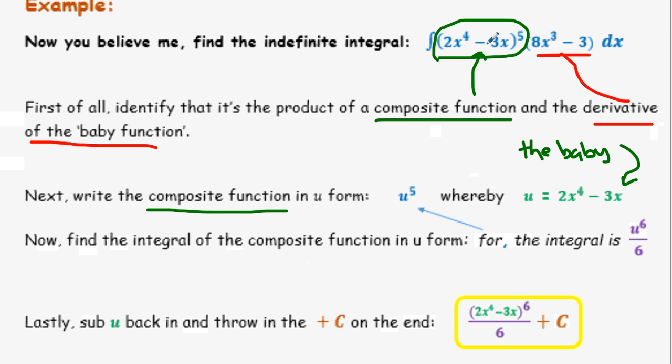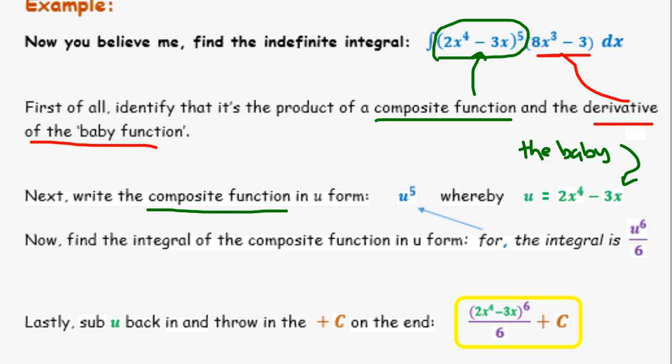The derivative of this is what it's being multiplied by. So see, all we did was just write the composite function, u to the 5. It's u^6 over 6. Plug in the baby. And if it's an indefinite integral, you put a plus c on the end. Notice you don't do any 1 times 1 over the reciprocal of the derivative of the baby. It's like the other one, but there's no 1 over the derivative of the baby.